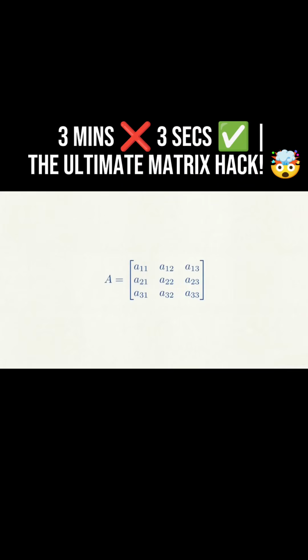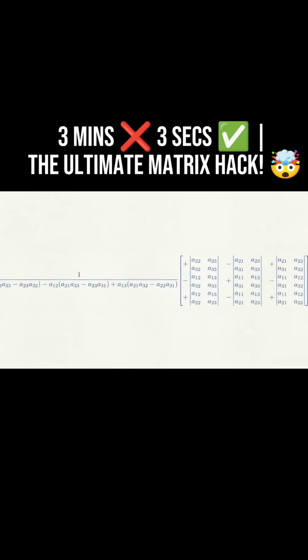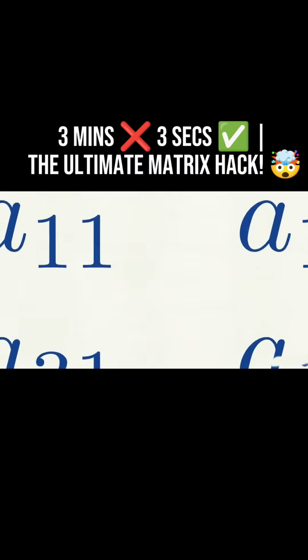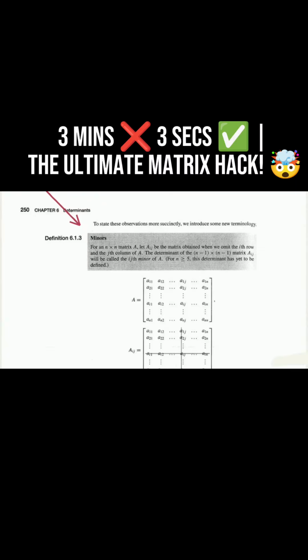Finding the inverse of a 3x3 matrix is a notorious bottleneck in linear algebra. It is a calculation that takes a lot of time and rigorously tests your patience. This textbook page shows the traditional starting point.